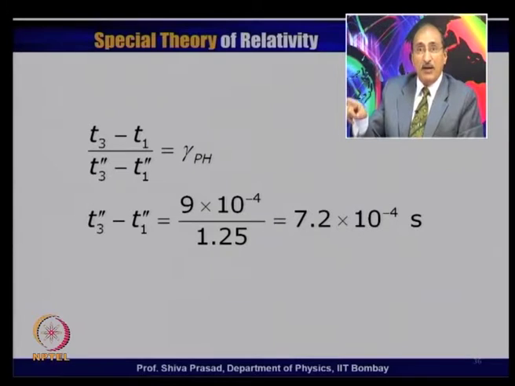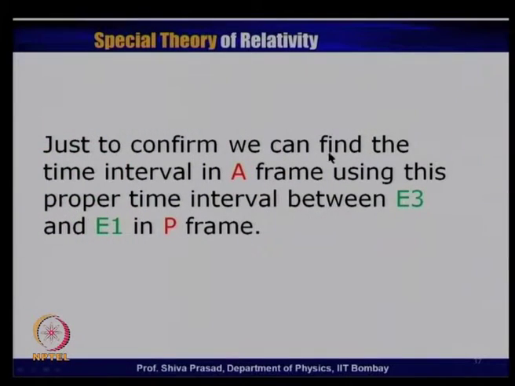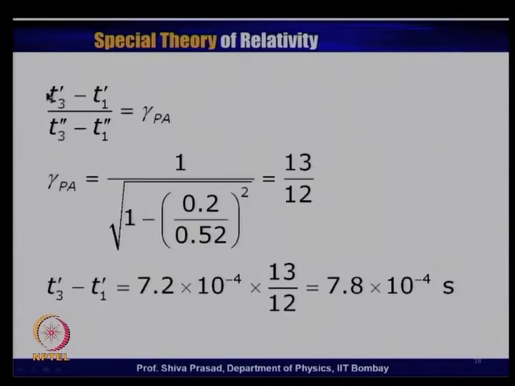Just to check, if I multiply this by the gamma between A and P, person and the ambulance, then I must get back the time interval which I have calculated between E1 and E3 in the ambulance frame of reference, just to check if I have thought everything right. To use that particular gamma, I have to use the relative velocity between the person's frame and the ambulance frame of reference. So, just to confirm, we can find the time interval in the A frame using this proper time interval between E3 and E1 in the P frame, the person's frame.